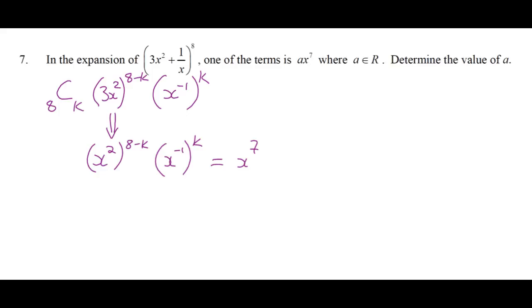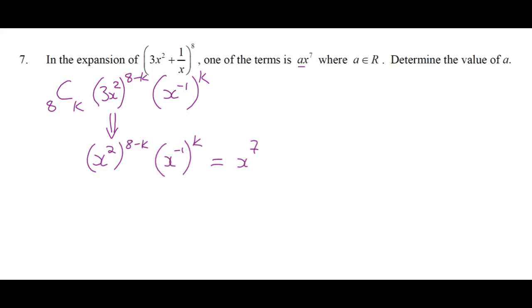I don't care about the a, I don't care about the 3, I don't care about the plus 1 over x. I just want to say, if I expand this thing, one of those terms is going to have an x to the 7th. Let's figure out which term it is. Once we do that, we'll go back here, we'll plug in that value of k, and then we'll get the actual term with its coefficient, and then we'll have solved for a. But let's solve a simpler problem first, right?